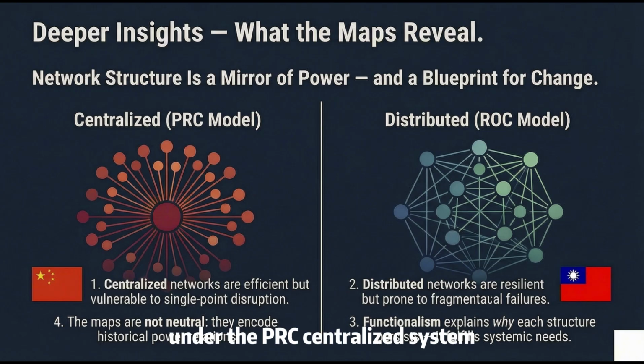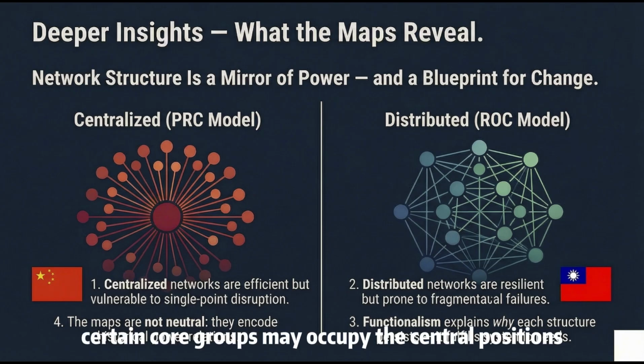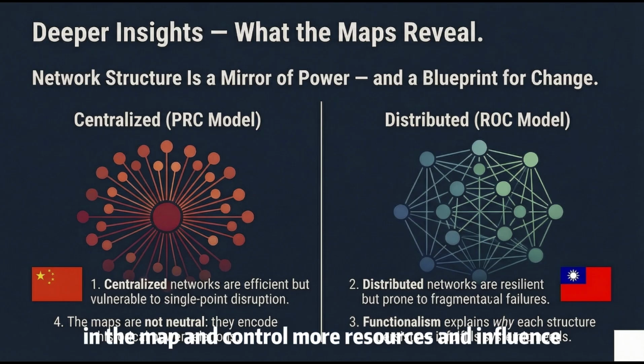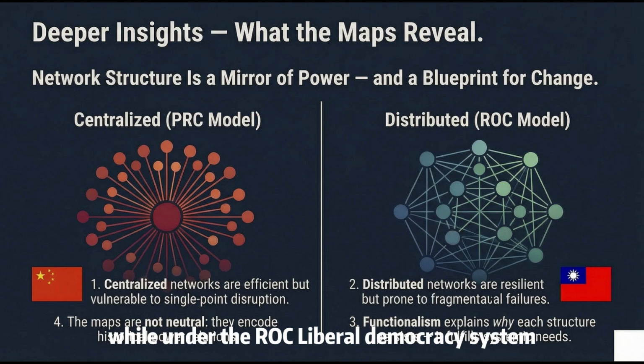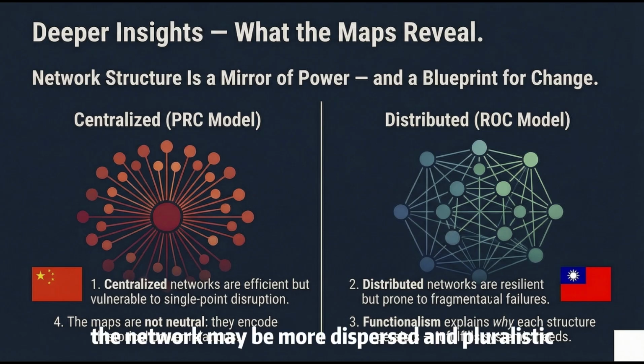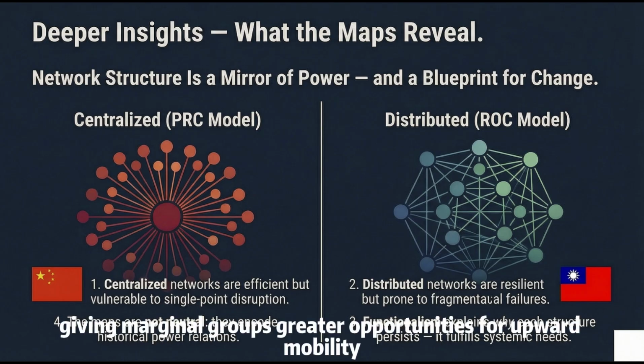Under the PRC centralized system, certain core groups may occupy the central positions in the map and control more resources and influence, while under the ROC liberal democracy system, the network may be more dispersed and pluralistic, giving marginal groups greater opportunities for upward mobility.